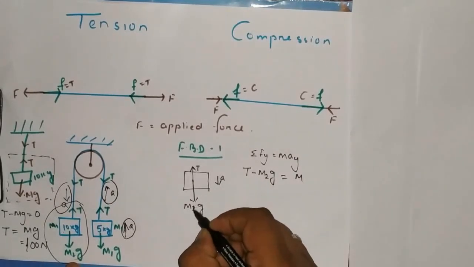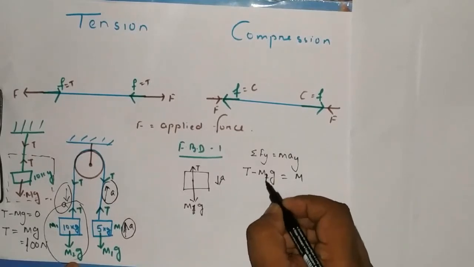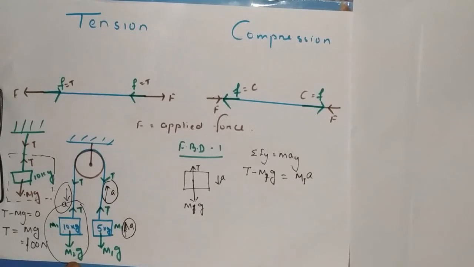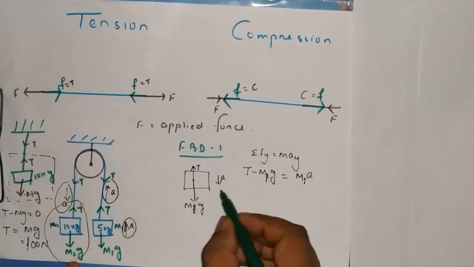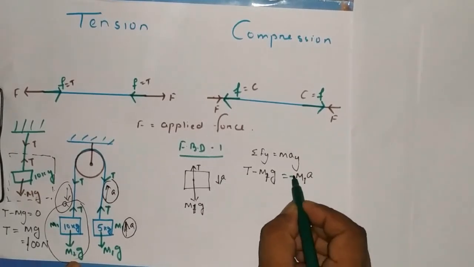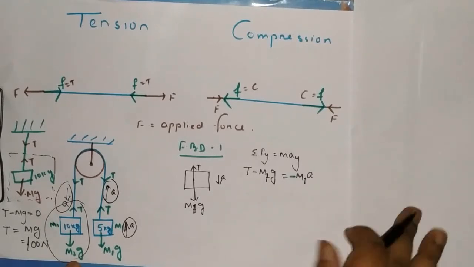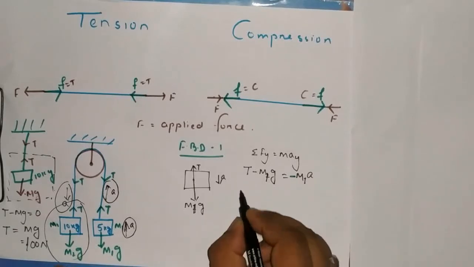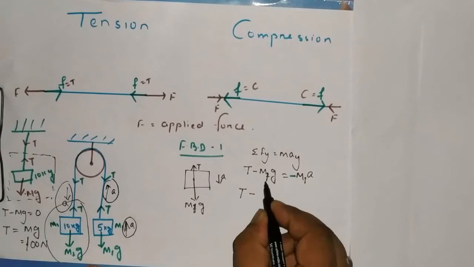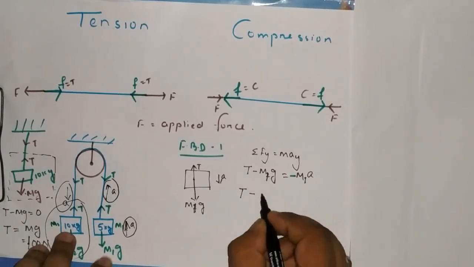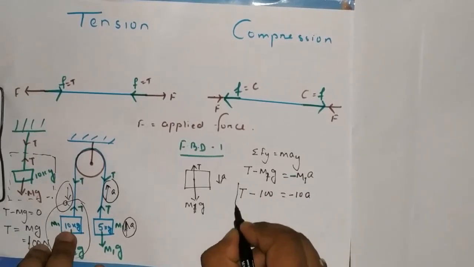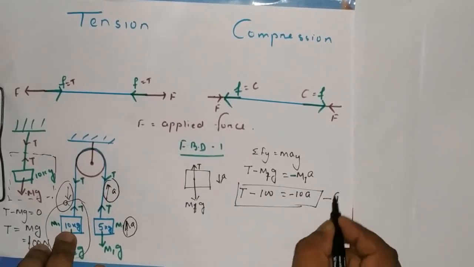Sorry, my mistake. This is 1, so obviously this will be 1. So this is M1A. But I have to write a minus here because the body is moving downward. Consider it, you have to focus here. Why did I write minus? Because the body is moving downward. That means T minus, this is 10 into 10 is 100, equals minus 10A. Let us box it, equation 1.